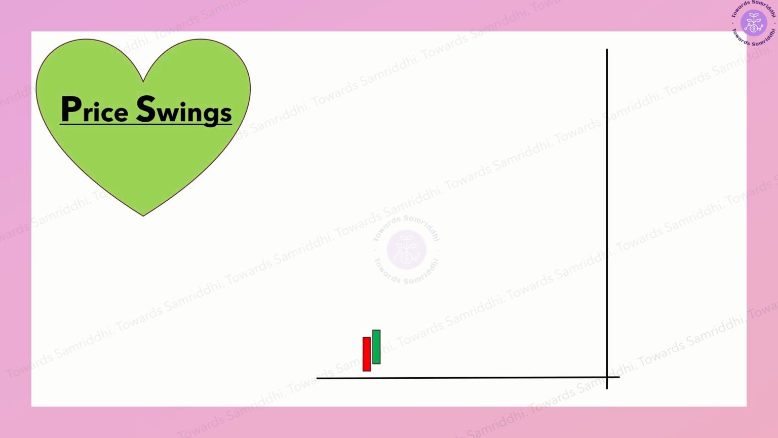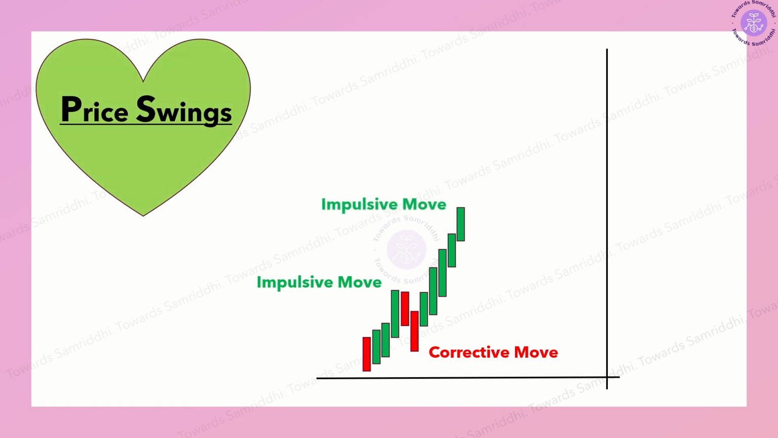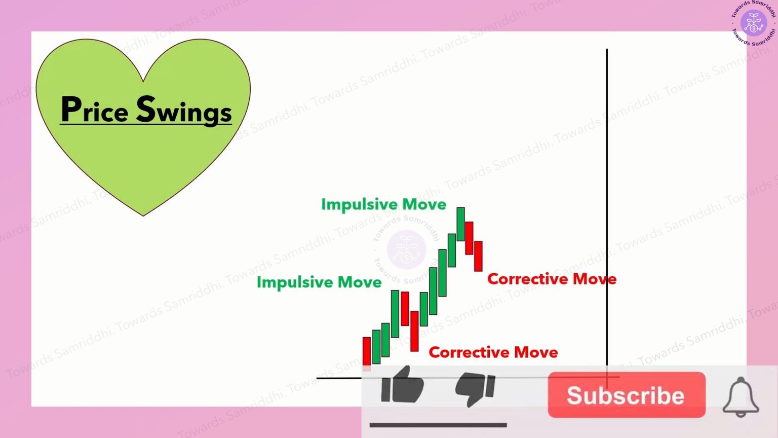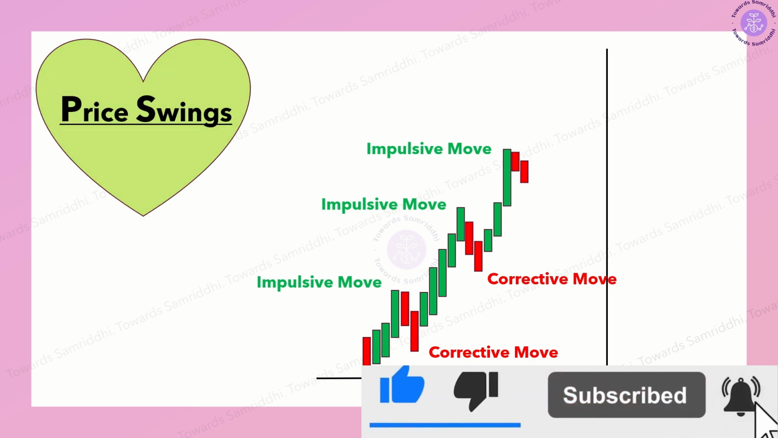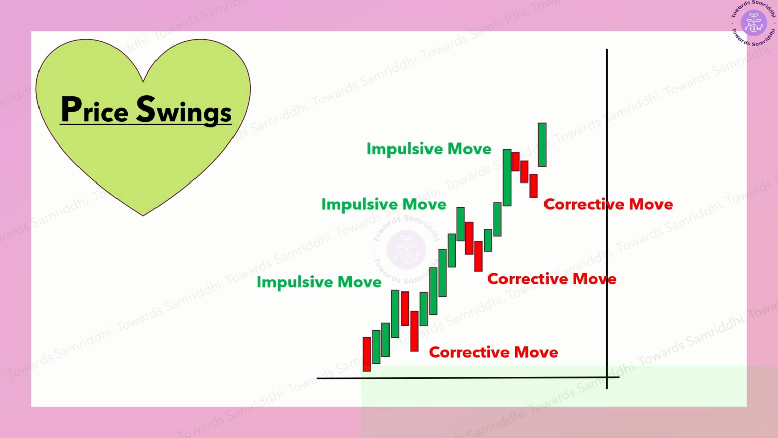But here is a twist. Within these trends, there are price swings. Think of them as the market taking a breath. When the price swings upwards strongly, it is called an impulse move. This is where the market shows its strength. After that, a corrective move often follows, a slight dip as traders take profits, but the trend continues. Recognizing these swings helps you decide when to ride the wave and when to hold back.